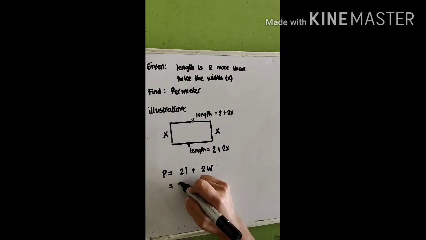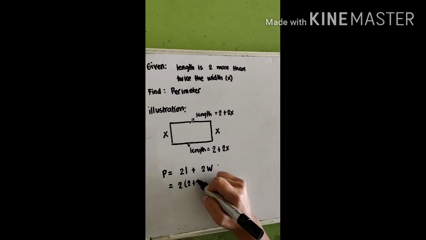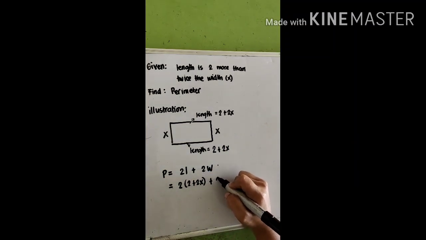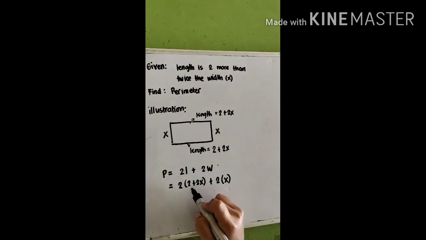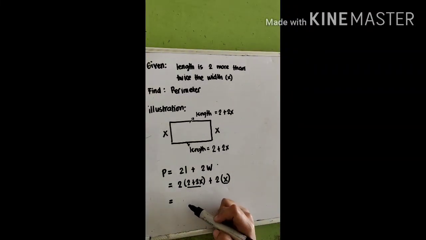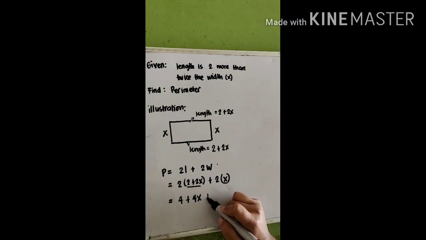So we have now to substitute the length, which is 2 plus 2x, and the width, which is x, into our formula. So here, this is our length and this is our width. So now we are going to distribute 2 to our L, which is 2 plus 2x. So we have 2 times 2, that is positive 4, and then 2 times 2x, that's positive 4x. And then of course we have plus 2 times x, that is 2x.